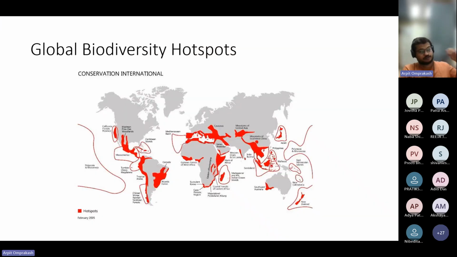Now, this is a map of all the biodiversity hotspots that are found in different areas of the world. You see one such biodiversity hotspot which is found in India is the Western Ghats, and many of the species that are found in the Western Ghats are similar to the species that are found in Sri Lanka. So they are clubbed together.